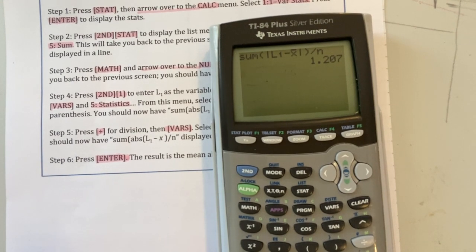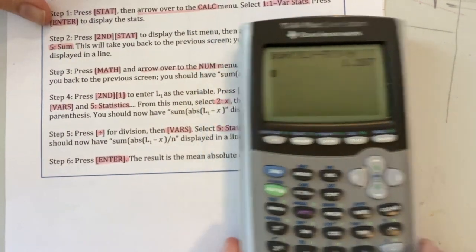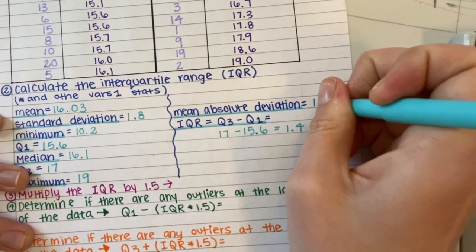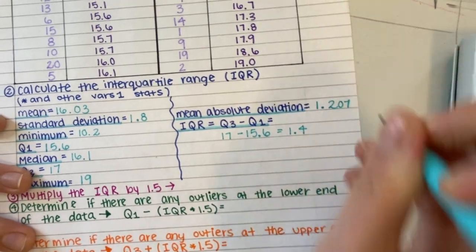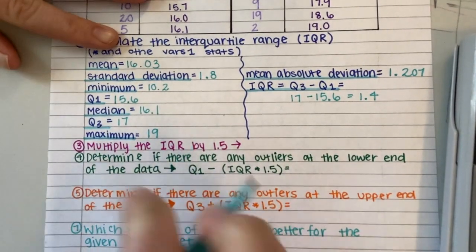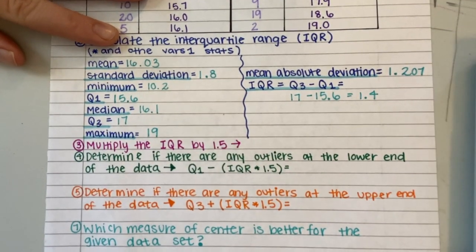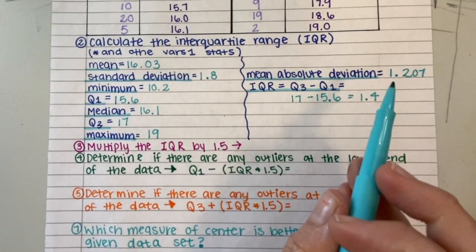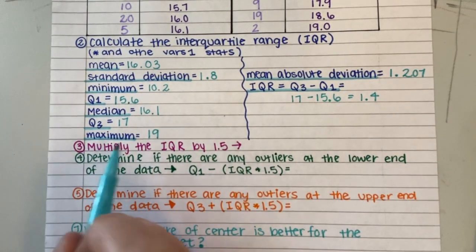So my mean absolute deviation for this data set is 1.207. So it's a little bit different than the rest. So it's close to the standard deviation, but not quite the same, right? So that's my mean absolute deviation.